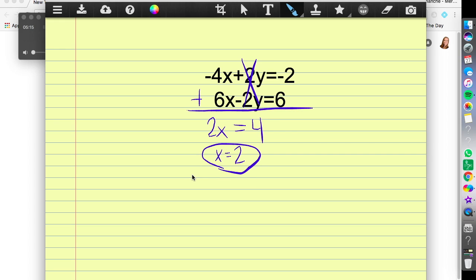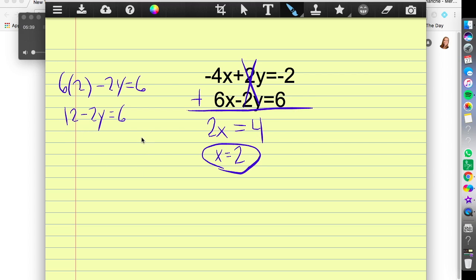Once we get here, now we're going to go back to our idea of substitution. Because we know that x is equal to 2, we can plug that into either equation here. So I'm just going to use the bottom one and we'll run through it pretty quick. So we have 6 times 2, and then we have minus 2y is equal to 6. 6 times 2 over here is going to be 12. That means we have 12 minus 2y is equal to 6.